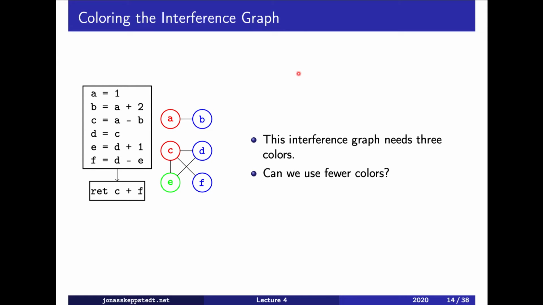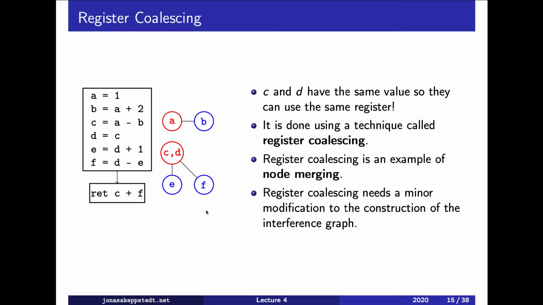Okay, so how can we color it? Well, without saying how we can do it, but this is one coloring. Can we use only two colors? Not with this interference graph. But there is something called register coalescing, and the purpose of it is to coalesce or merge two nodes in the interference graph.